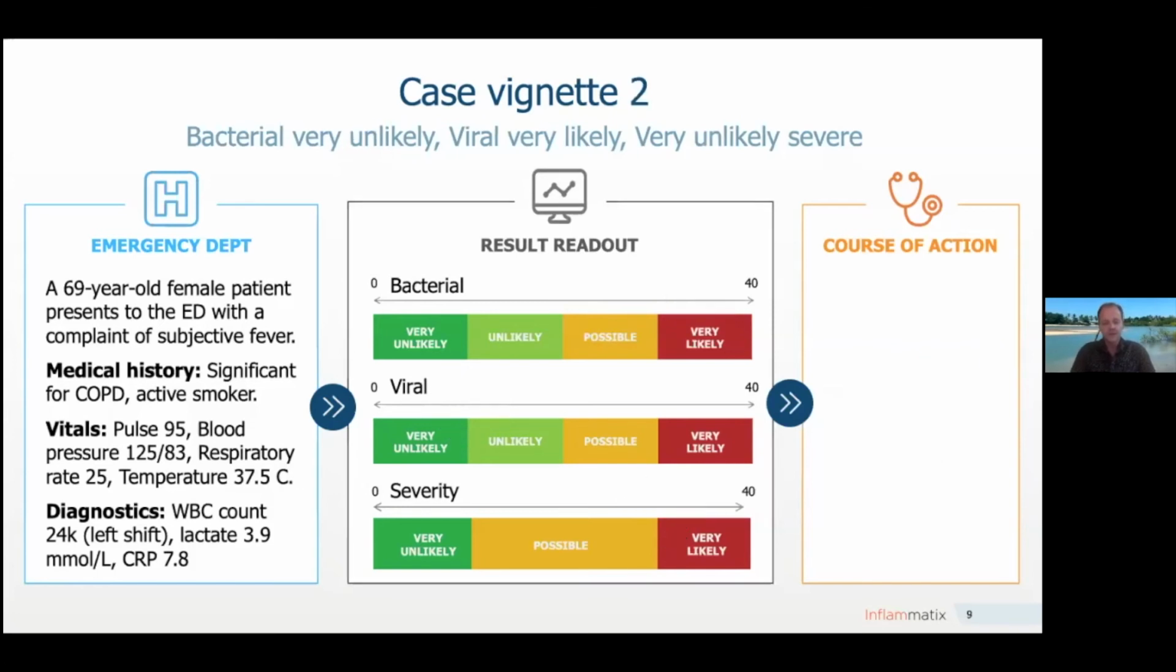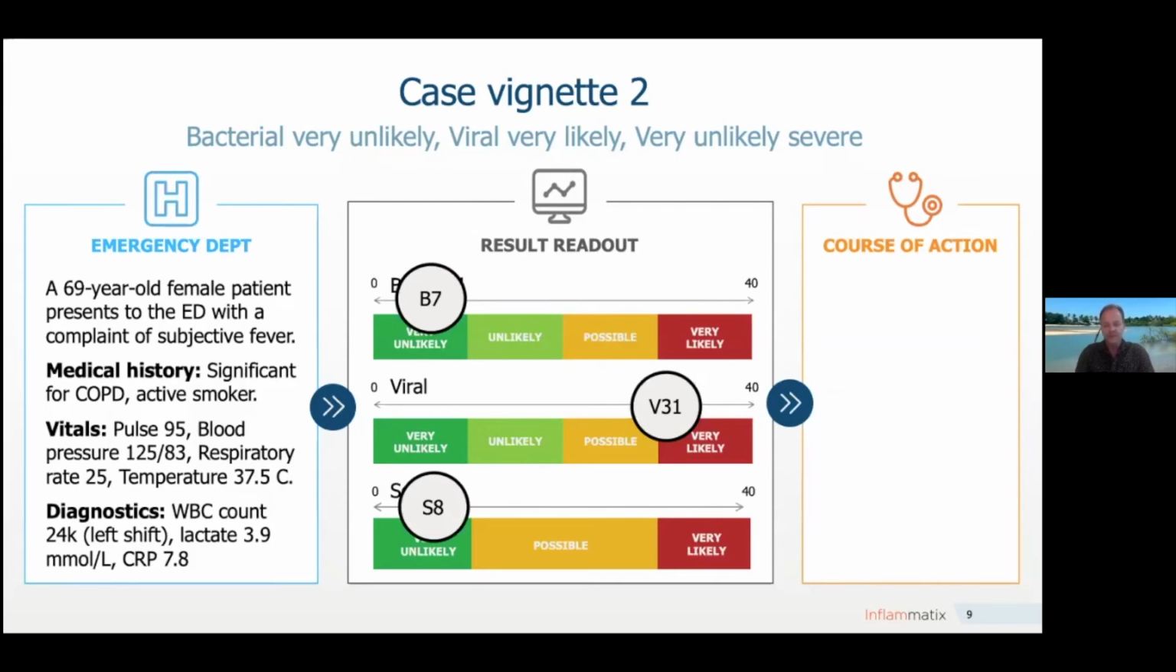Now let's look at the same case presentation with a different result readout. What would happen if the bacterial likelihood score would be very unlikely with a score of 7? The viral score would be 31, very likely, and the severity would be 8, very unlikely.